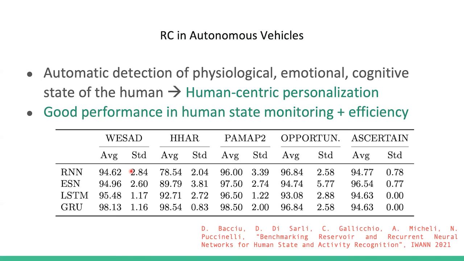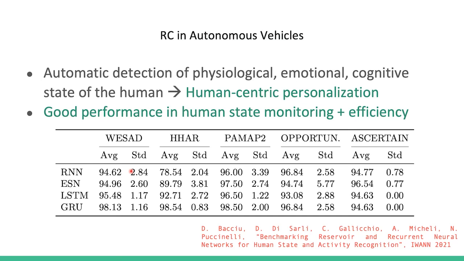In order to do that appropriately, to get the proper feedback from the human, what you want to do is to estimate the physiological, emotional, and cognitive state of the human. This is what we call human-centric personalization, because based on the status of the human identified automatically using neural networks, you can modify the parameters of the vehicle. So you don't need to ask the human continuously for feedback.